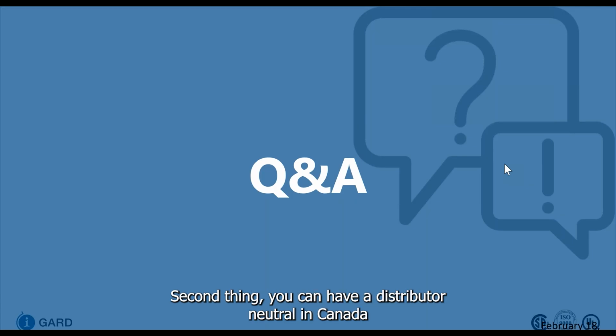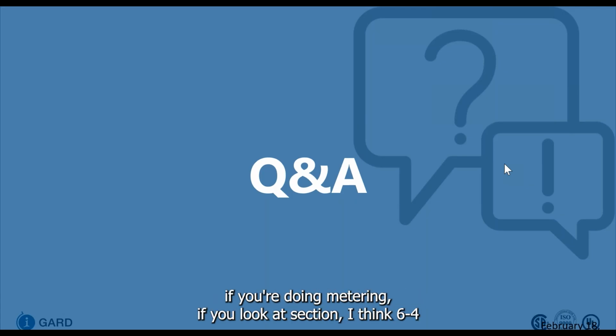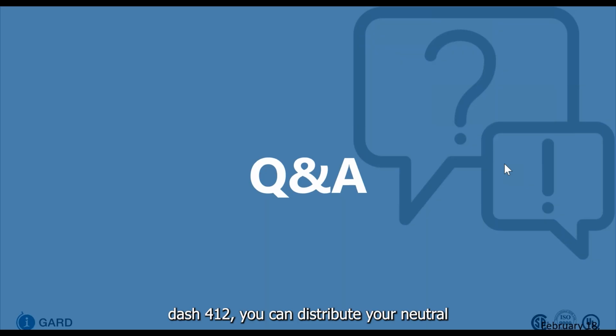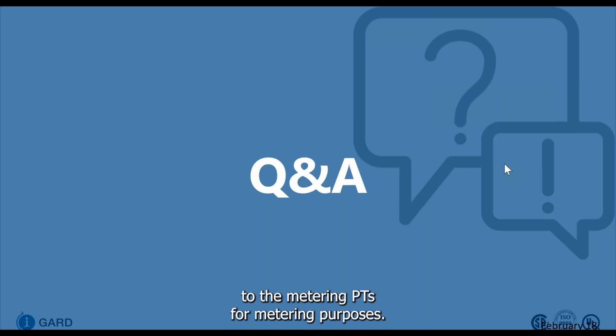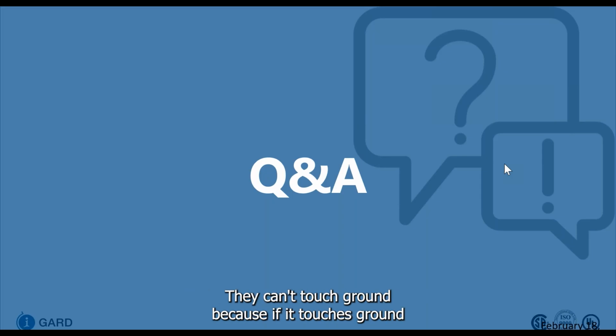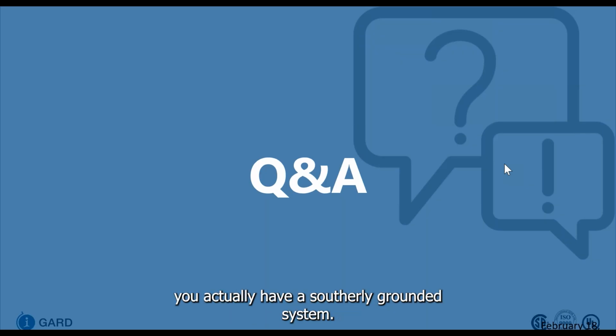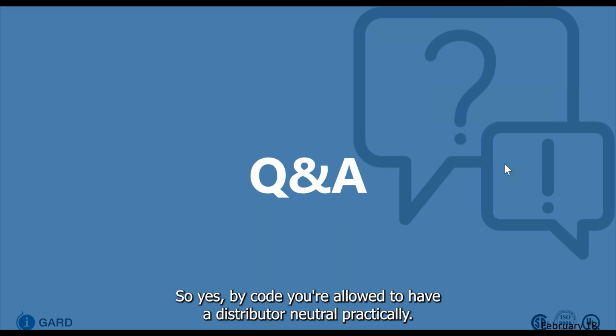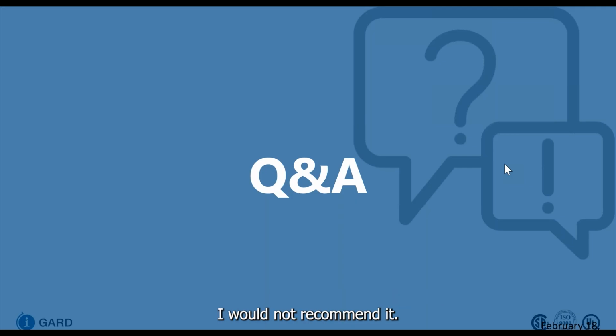Second thing, you can have a distributed neutral in Canada if you're doing metering. If you look at section, I think 6-412 or 8-412, you can distribute your neutral to the metering PTs for metering purposes, but that neutral has to be insulated throughout the entire length. It can't touch ground, because if it touches ground, you actually have a solidly grounded system. So yes, by code, you're allowed to have a distributed neutral. Practically, I would not recommend it.